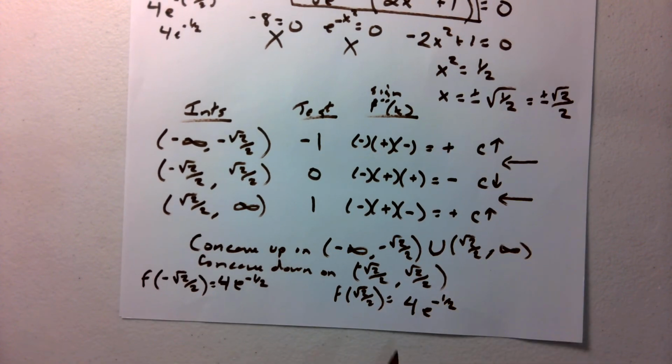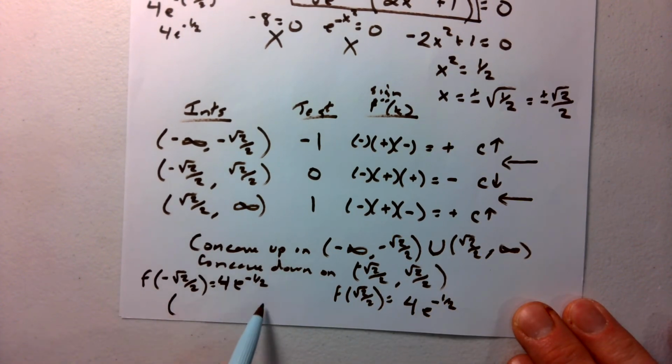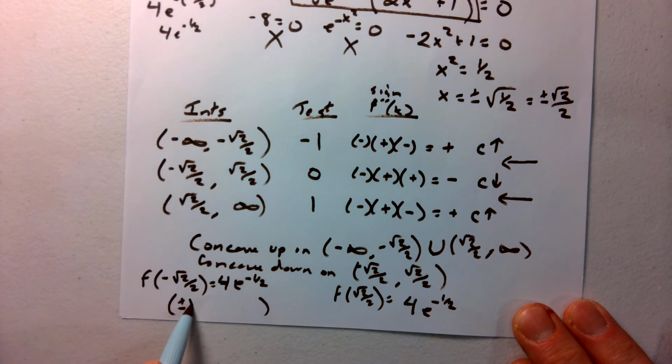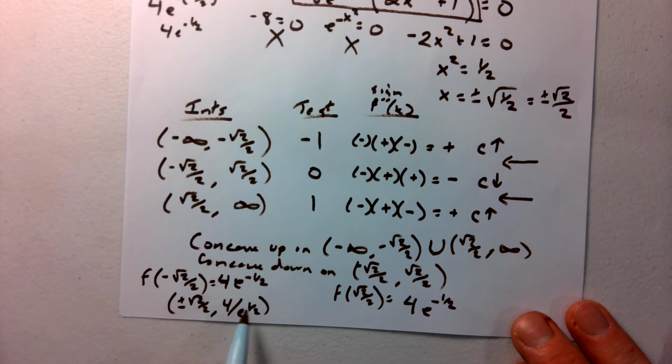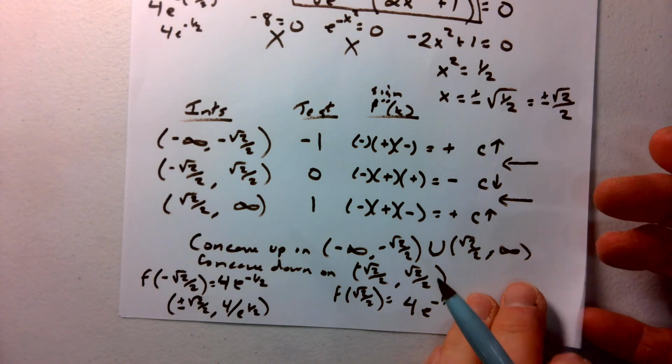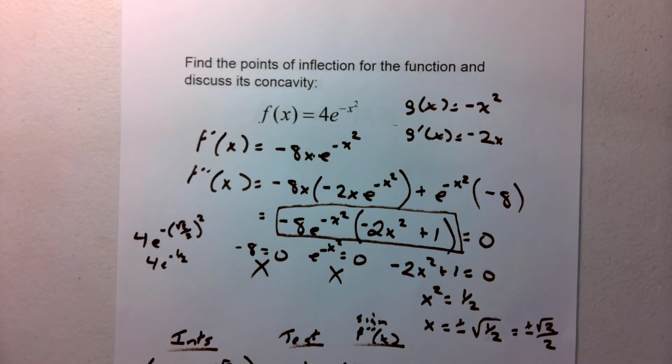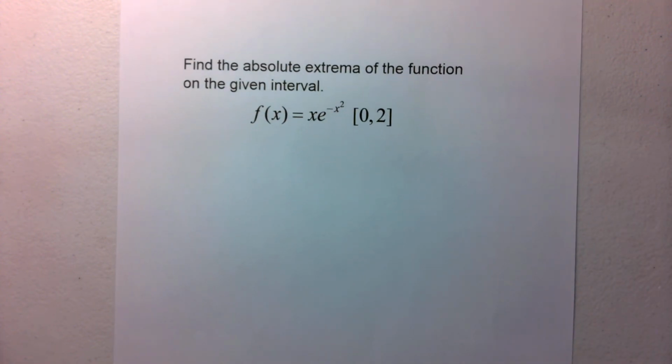Oh, there we go. So I do get points. I get plus or minus √2/2 and 4e to the -1/2. We can make that a positive exponent by putting it in our denominator, or 4/e to the 1/2. And that gives us examples of points of inflection.